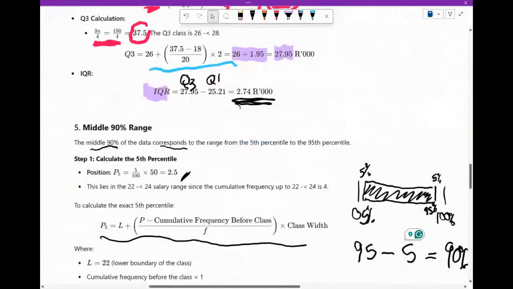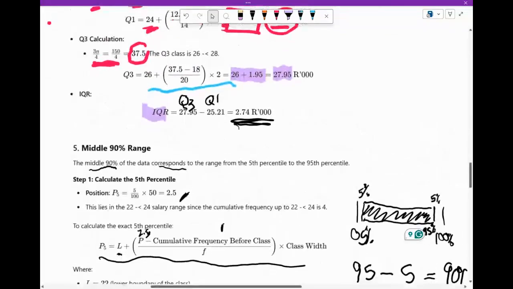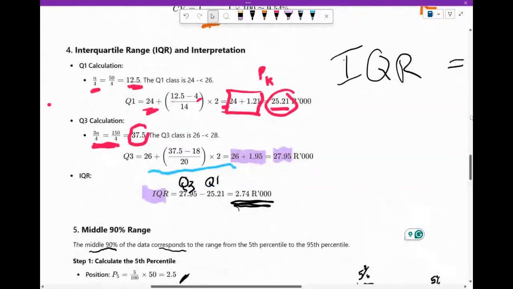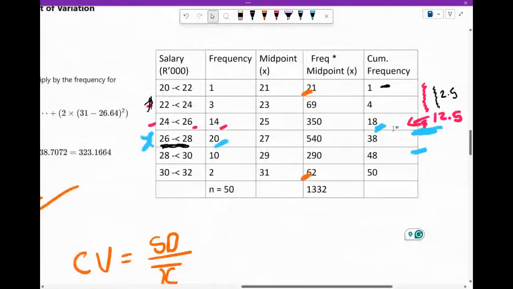Okay? Right? We spoke on how to fill out. This is the lower bound. This is the 2.5 that we calculated up there. The cumulative frequency before. What was the cumulative frequency before? It was the 1. Then we ask ourselves, what is the frequency within the class that we are looking at? Let's go back. Somebody take a picture of this and share it on the group so that maybe we don't have to keep coming back.